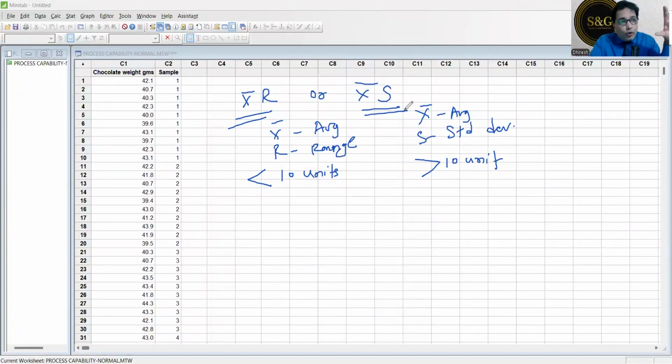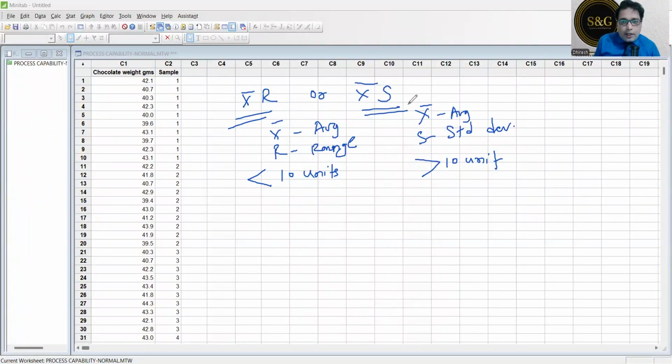The control chart we have seen is a basic control chart, the one we drew earlier. This is the control chart we should be using now, because we are not taking individual samples, we are taking groups of samples. Are you understanding? The X bar R chart has X bar as the average and R as the range of the data, and the X bar S chart has X bar as the average again and S as the standard deviation. Now let's understand what it means.